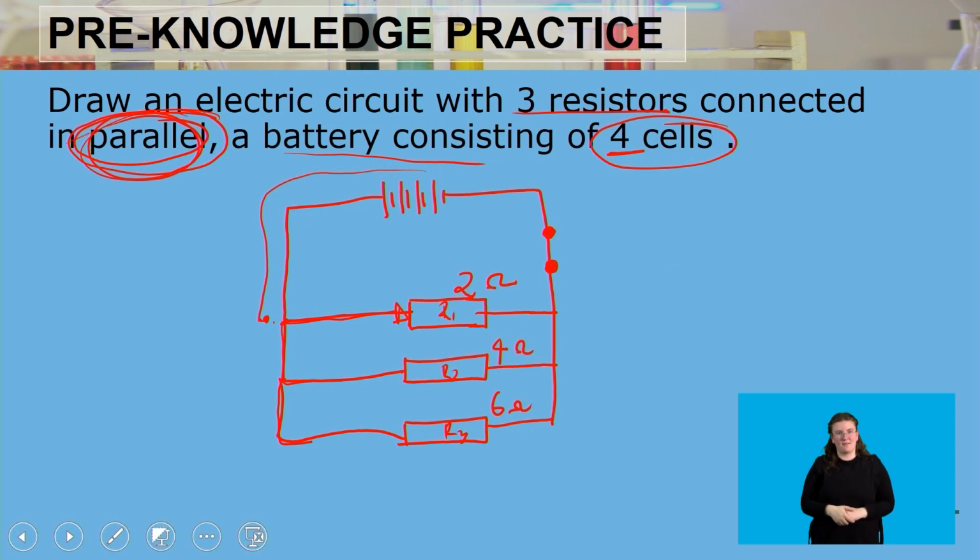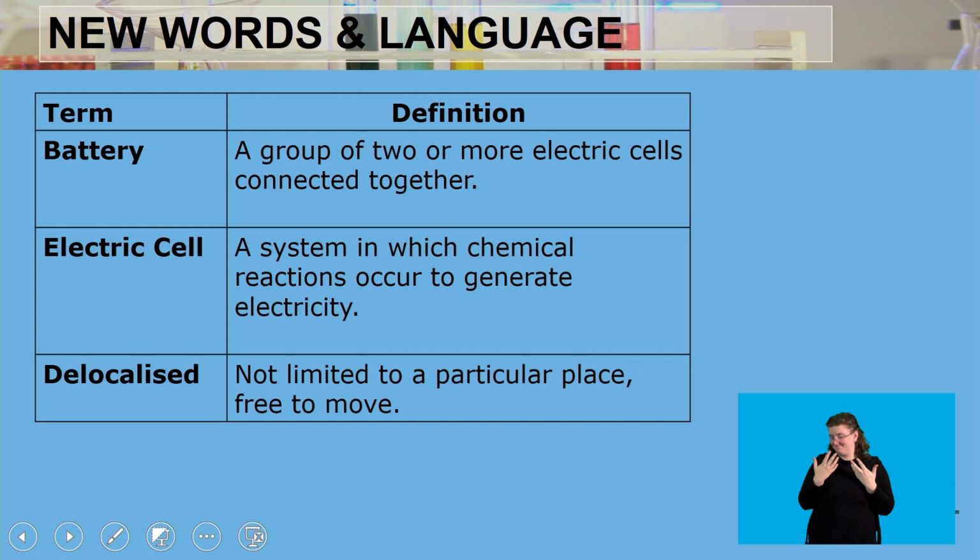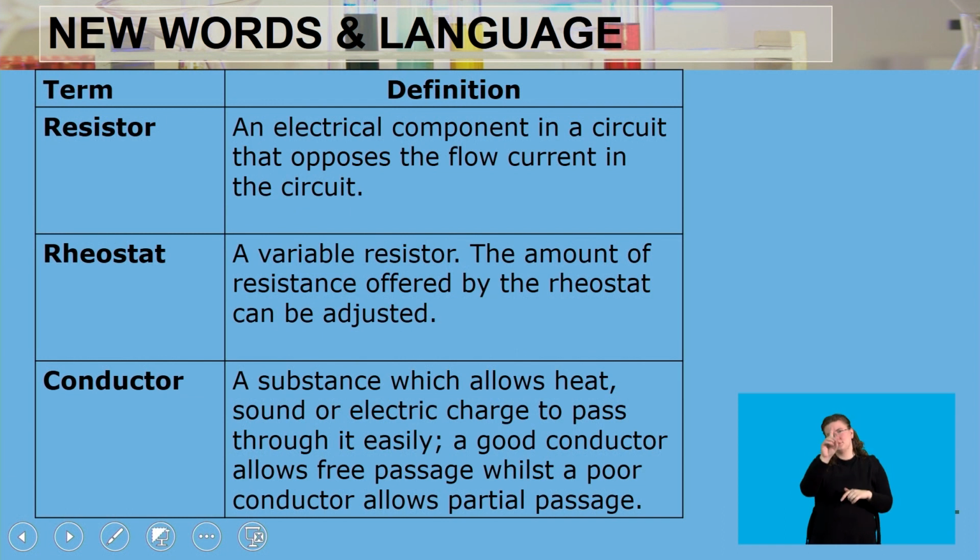Now, with that said, when we are moving on, there are certain words that you're going to be using throughout this lesson to better explain the main idea, the resistors. We're going to be making use of words such as battery, electric cell, delocalized, and also resistor, rheostat, and conductor. These words are going to be used to better explain the main idea being the resistor.